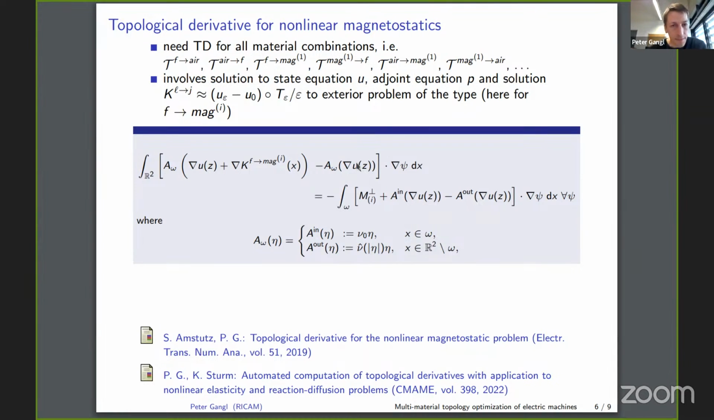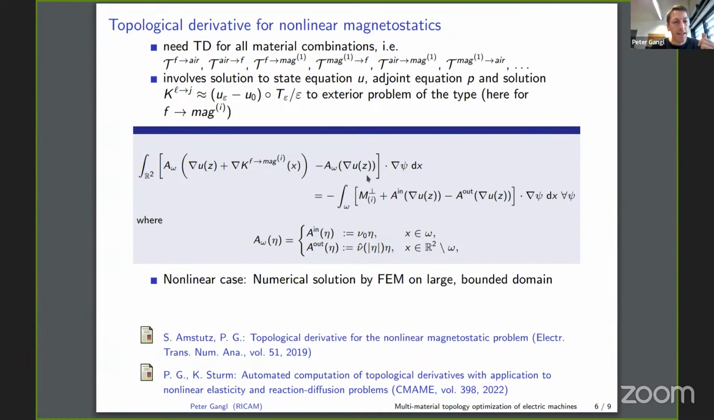So for any two materials, this would have to be solved. So the first question is, how can we solve it? It's a problem on the unbounded domain. We solve it by approximating the unbounded domain by a large but bounded domain, and using just finite elements. And this is motivated and justified by the fact that we know some decay behavior of the solution K towards infinity.